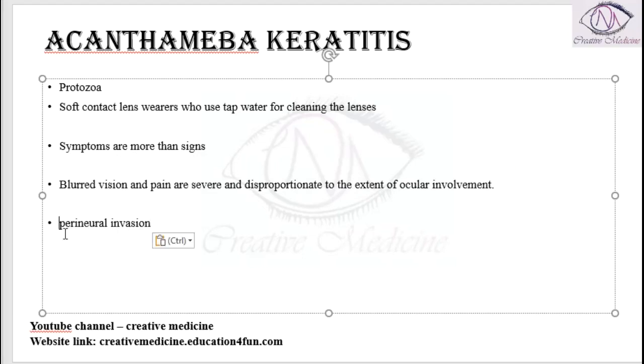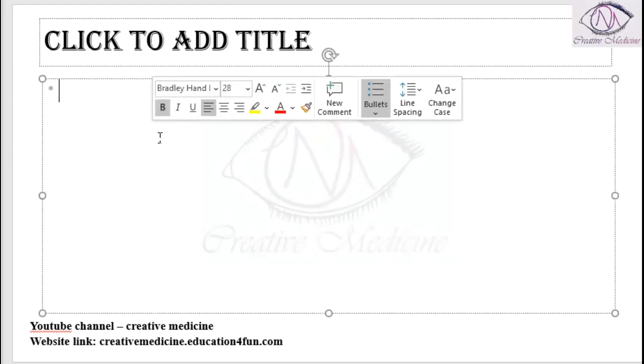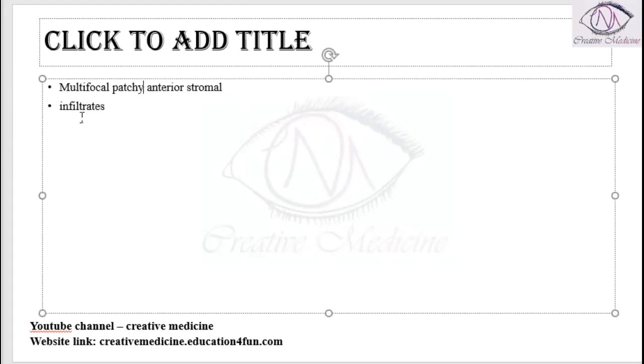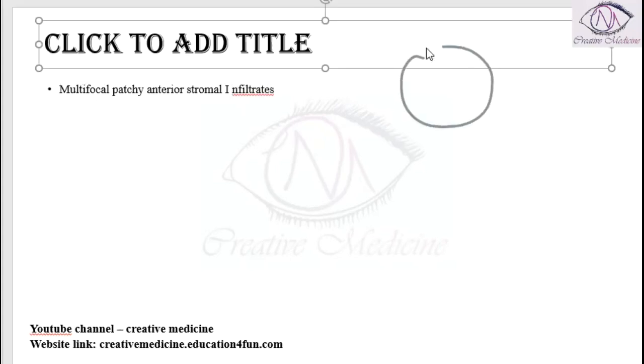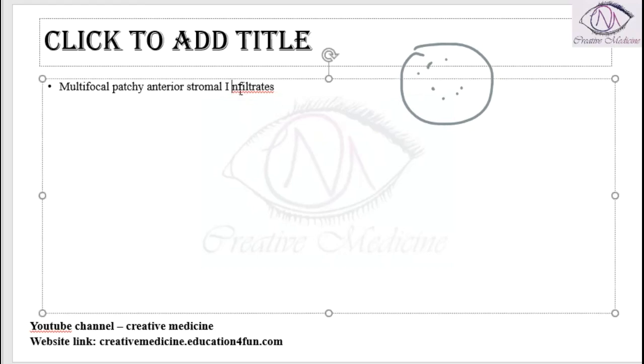Why does this occur? This occurs mainly due to perineural invasion. Here in Acanthamoeba keratitis, first spontaneous multifocal patchy anterior stromal infiltrates will develop in the cornea, and these infiltrates will gradually enlarge, and finally they coalesce.